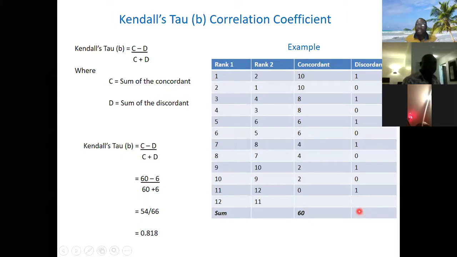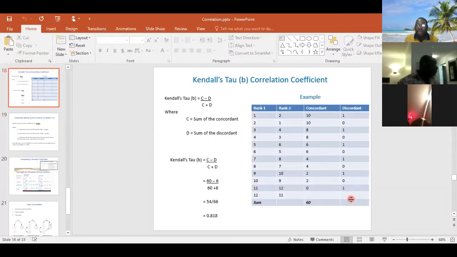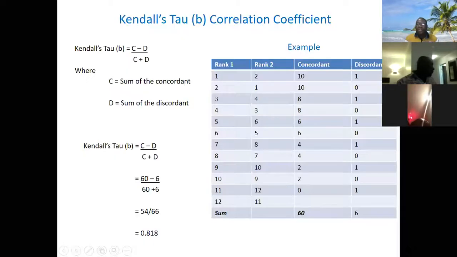So you now have the concordant and discordant together. I think this one is 6. I don't know why that thing left, maybe it was removed. This one is supposed to be 6. So if you say 6, now if you apply this formula, concordant C minus discordant D over C plus D, 60 minus 6 over 60 plus 6, which is 54 over 66. So the correlation, the Kendall tau, is 0.818.